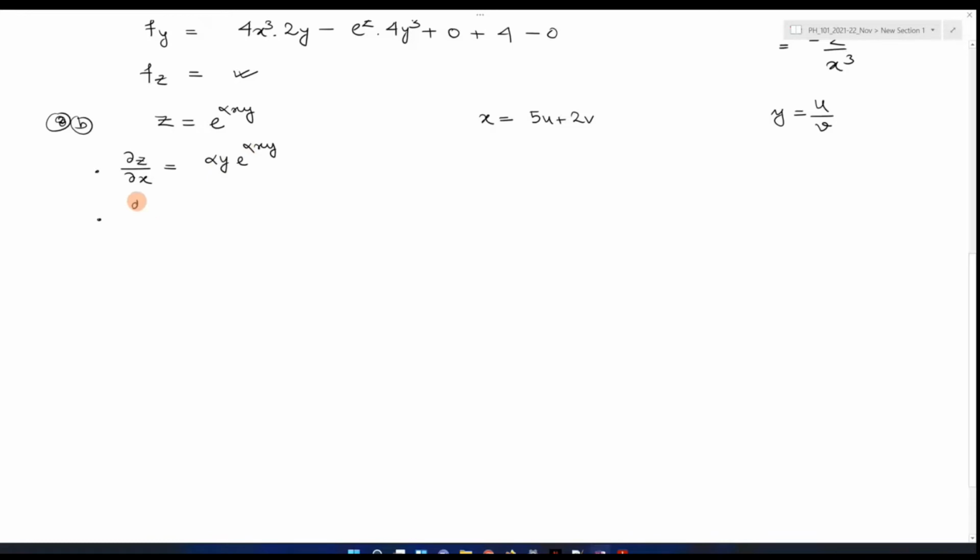Next is dz by dy. I know you guys can do it, still I am doing it. It will be again simply alpha x e to the power alpha xy. Next is a little bit complicated. You have to find del z by del u. For this, now see, because z is directly not depending on u, but it's depending on x and y, but x and y are depending on u and v directly. So that's why we have to use chain rule.